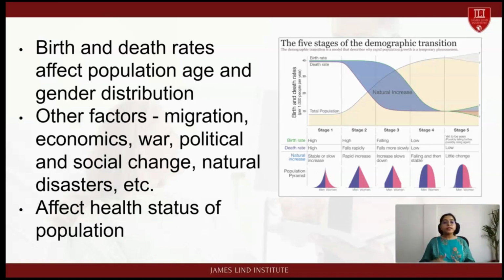any country. However, there are many other factors for these demographic transitions, for these changes. So not just some natural increase or decrease in birth rates and death rates, there is migration. There could be some economic conditions. There could be some crisis in a country. There could be some war conditions, some political changes, or some natural disasters that may lead to increased death rate within a country. So all these things basically affect the health status of any population. Because of these things that are changing due to various factors, the health profile of that population also changes.